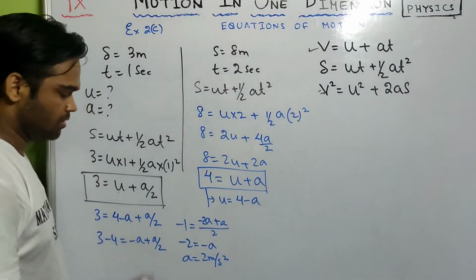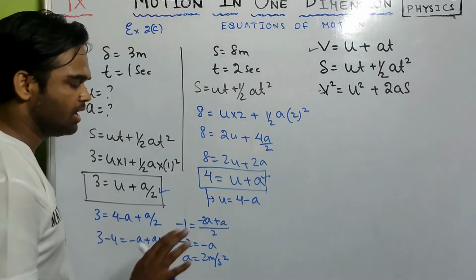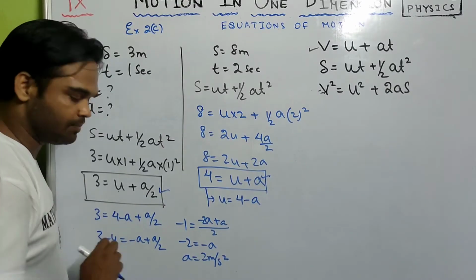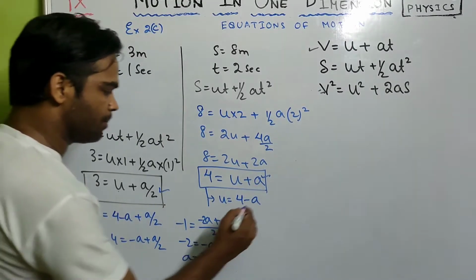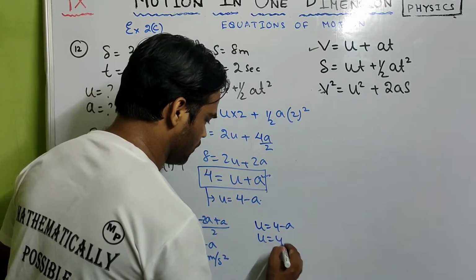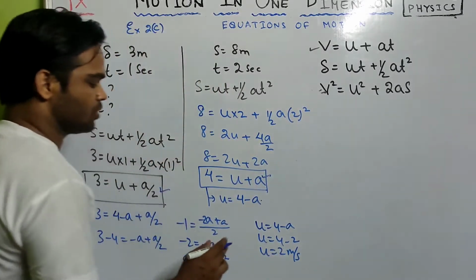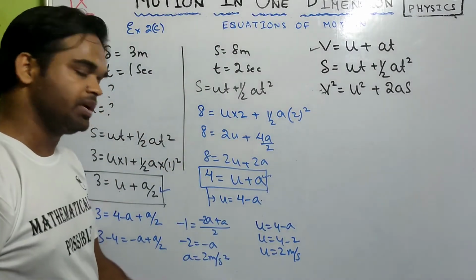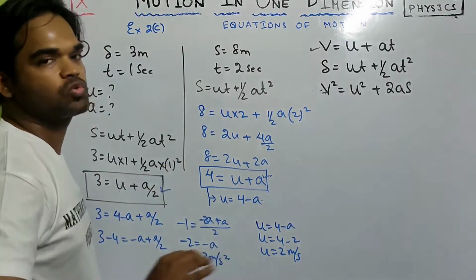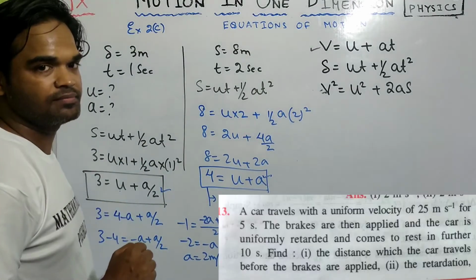We got a. We got 2 equations. Now you need to solve it simultaneously by any method. I've used substitution. Got the value of u over here and substituted over here. Now acceleration is 2 meter per second square. Put it over here. You had u equals 4 minus a. So u equals 4 minus 2. So u equals 2 meter per second. So initial velocity is 2 meter per second and acceleration is 2 meter per second square. Clear? Now let us look at the next one.